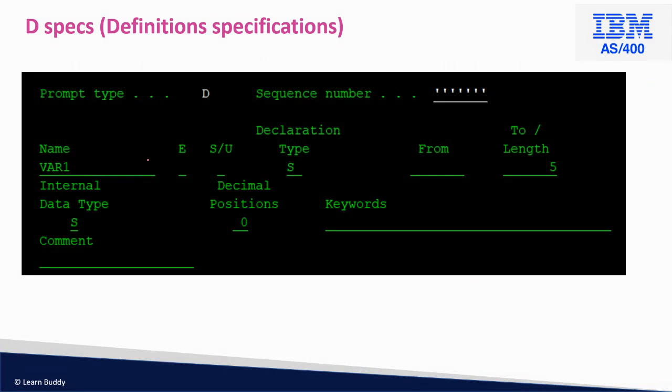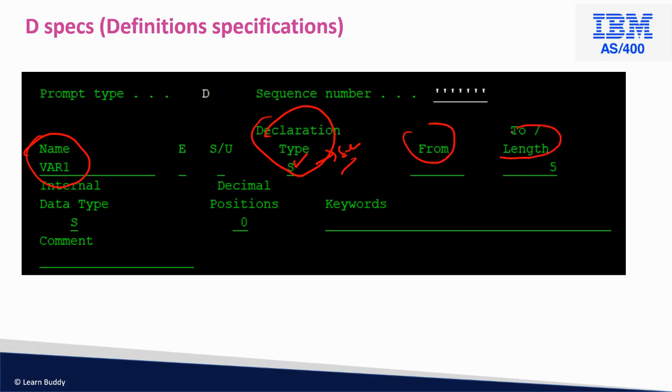Here you can see the D specification. Here you can define the name, and here you declare the type, what type it is, such as standalone. For data structure subfields, you do not need to mention this S. And here is the from length: for data structures only we can use a from and to length, and for normal standalone variables you use the length. Always remember the length value should start from the end of this line. Then what type of data type it is. If you use a packed data type, you should mention the decimal position. If you use alphanumeric, there is no need to mention the decimal position because alphanumeric is a character.